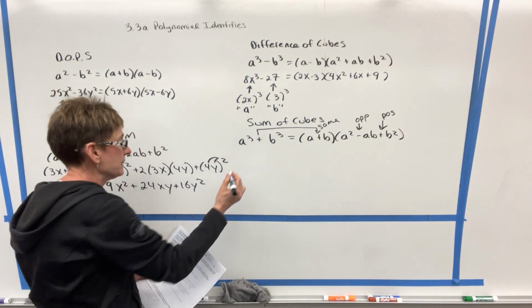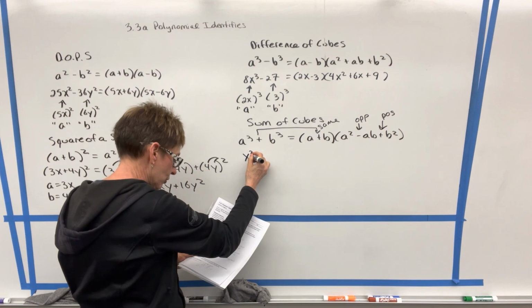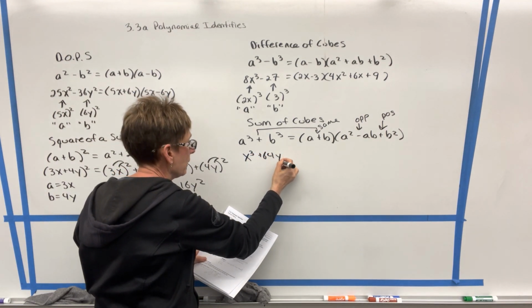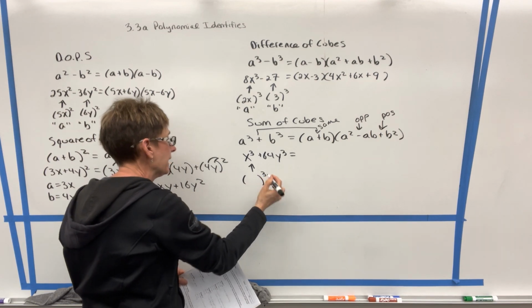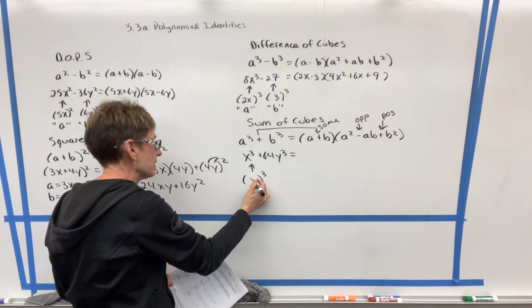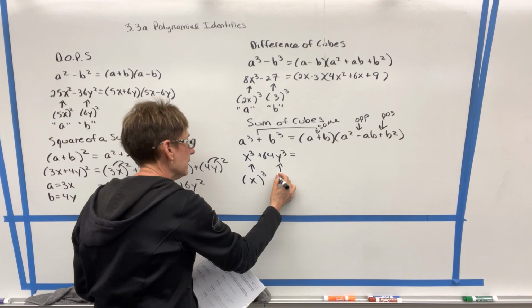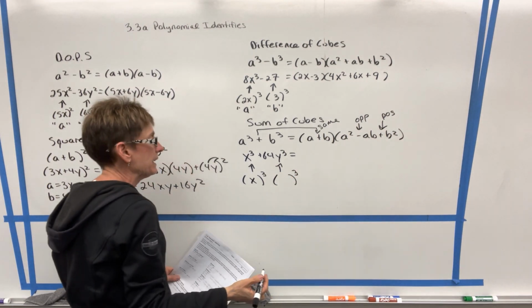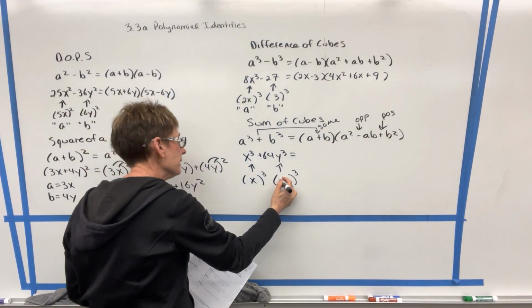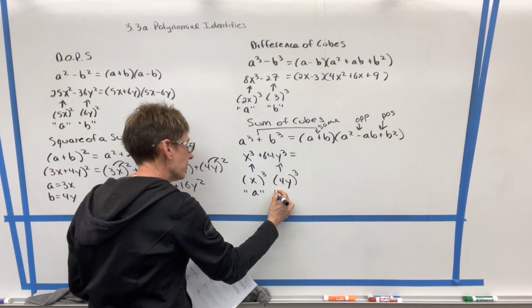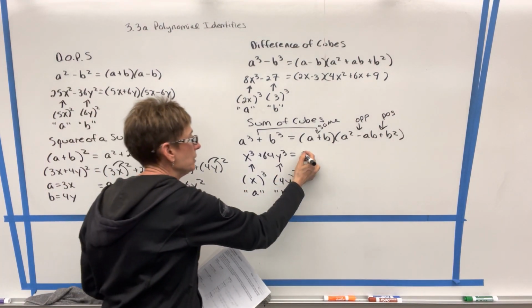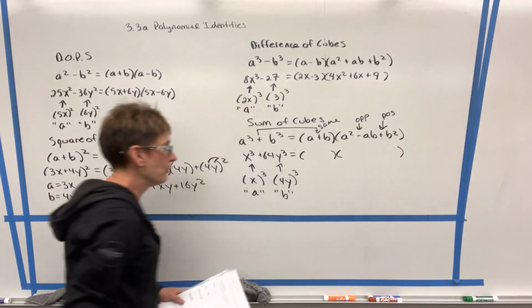Let's go ahead and do this example. If I have x cubed plus 64y cubed, again, we want to ask ourselves, what would I cube to make x cubed? The answer would be x. And then what do I cube to make 64y cubed? The answer would be 4y. So we have identified what our a and b are, and we can use these in our formula.